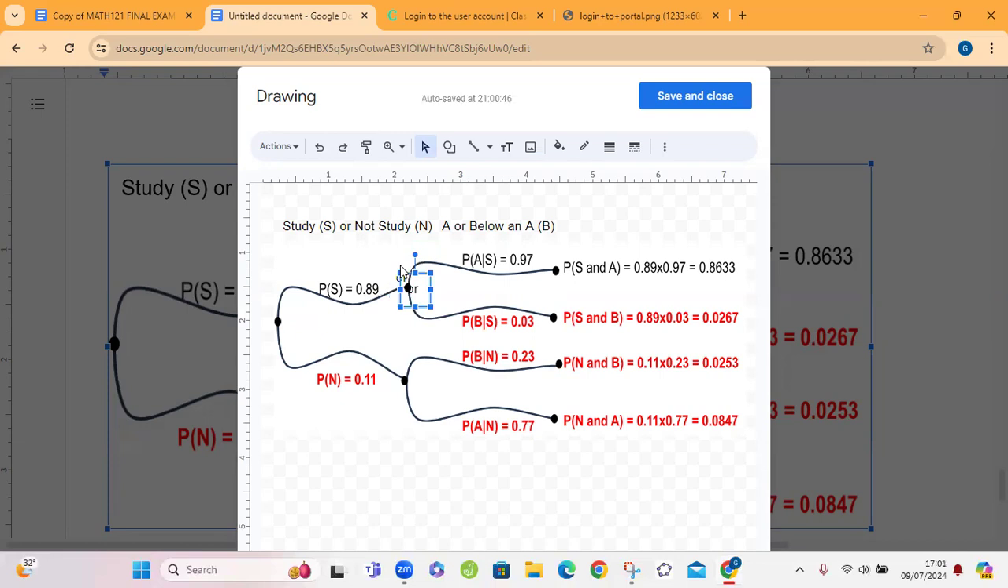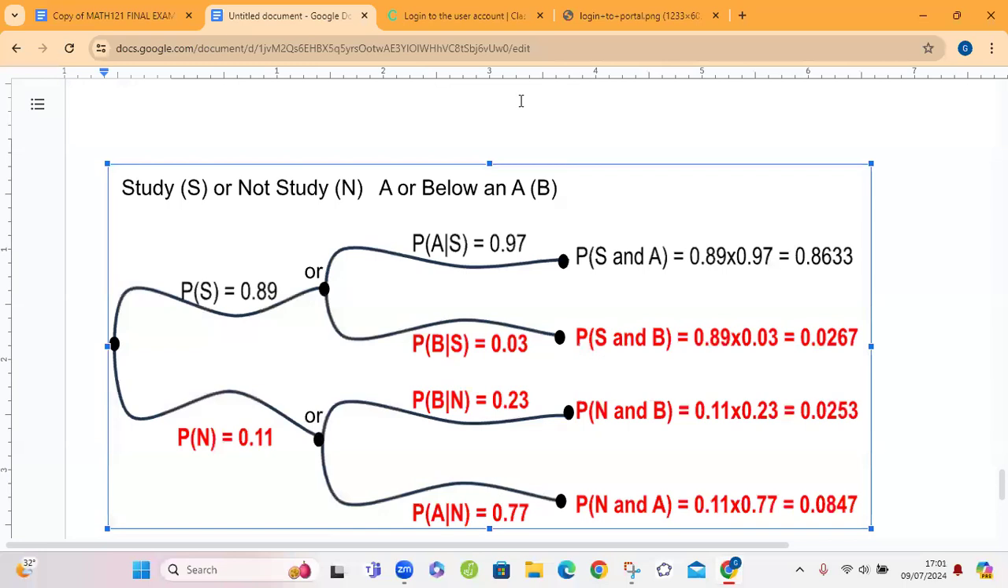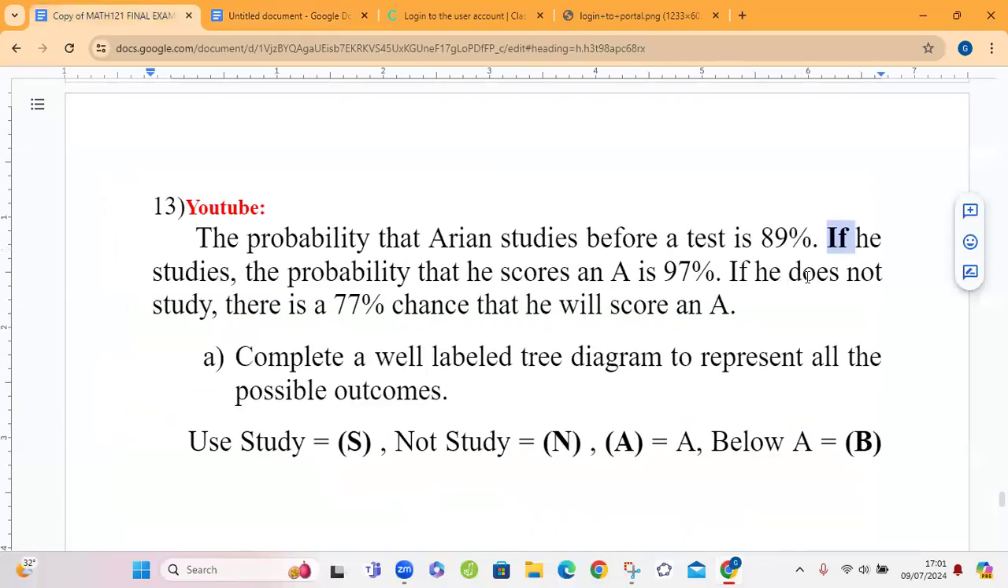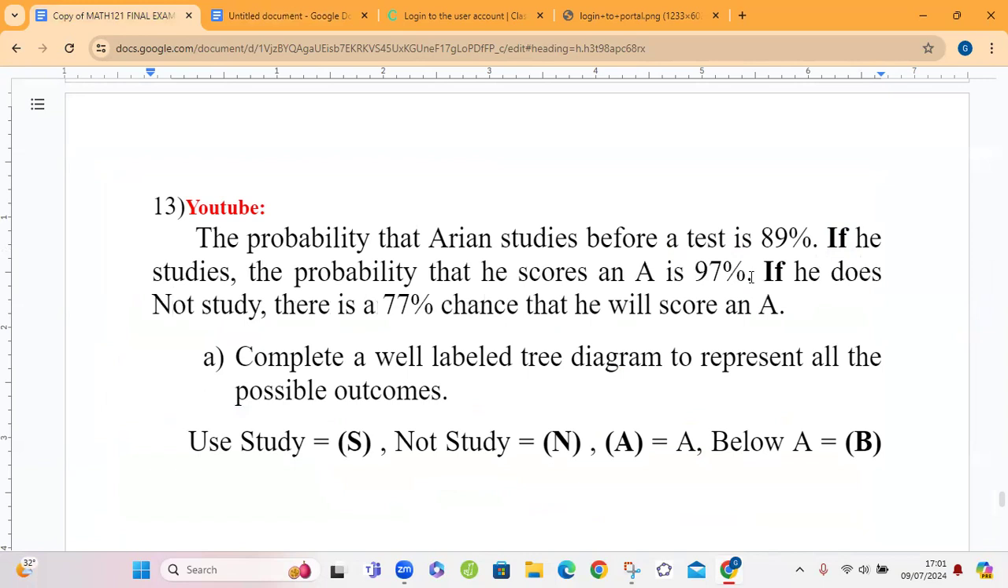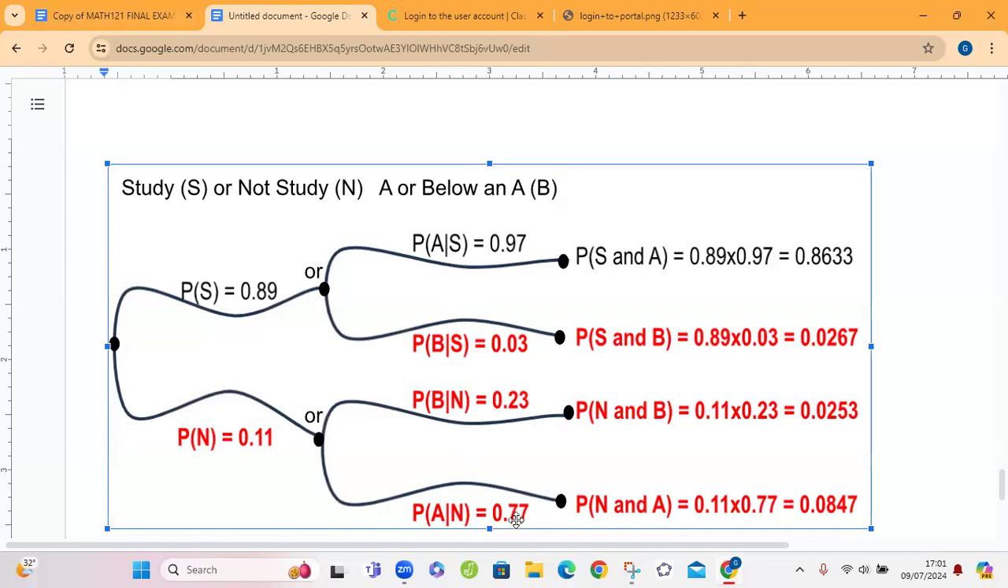So we can label this or also. Okay, so you can translate the node for the word or. And here it says, if he does not study, there's a 77% chance that he will score an A. And here it is represented. If he does not study, the probability of him getting an A is 0.77. Or if he does not study, the probability of him getting below an A is 0.23.